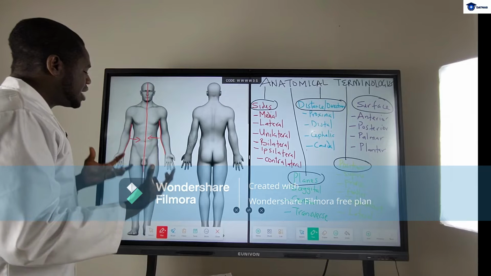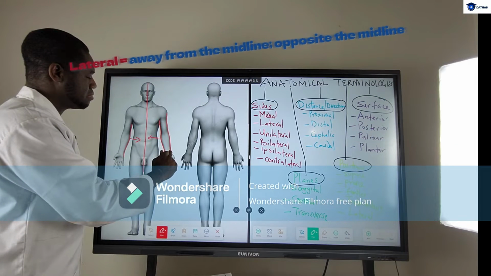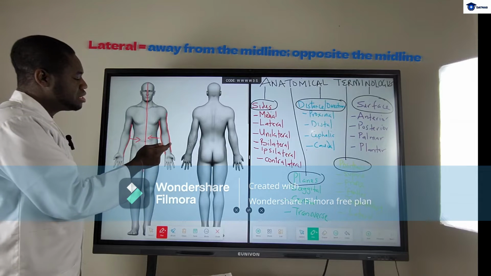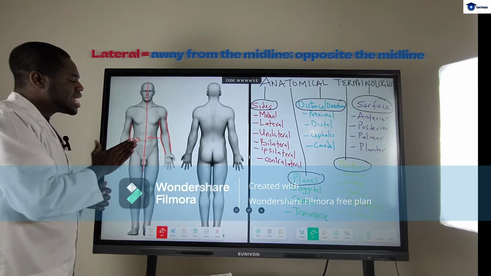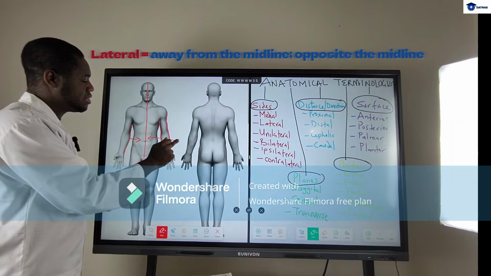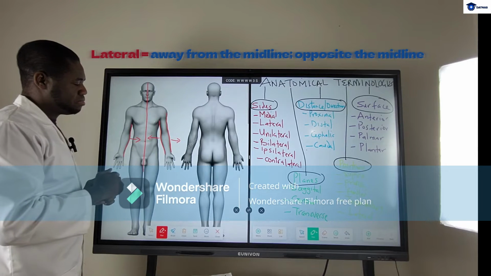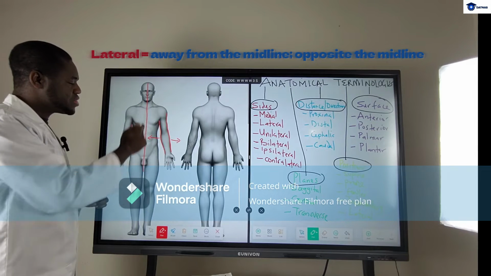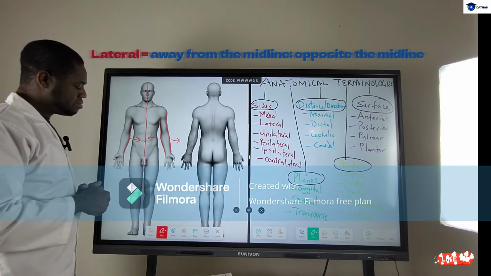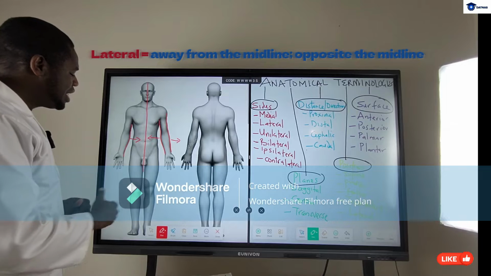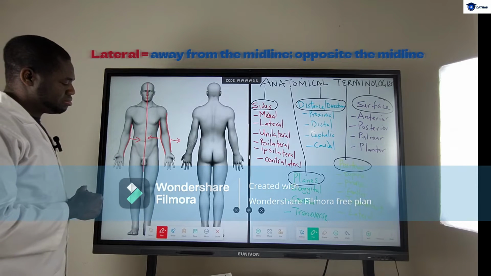If you want to talk about the lateral sides, you can see this is a lateral side, because a lateral side does not face the midline. It is away from the midline. It does not face the midline. So it is lateral.